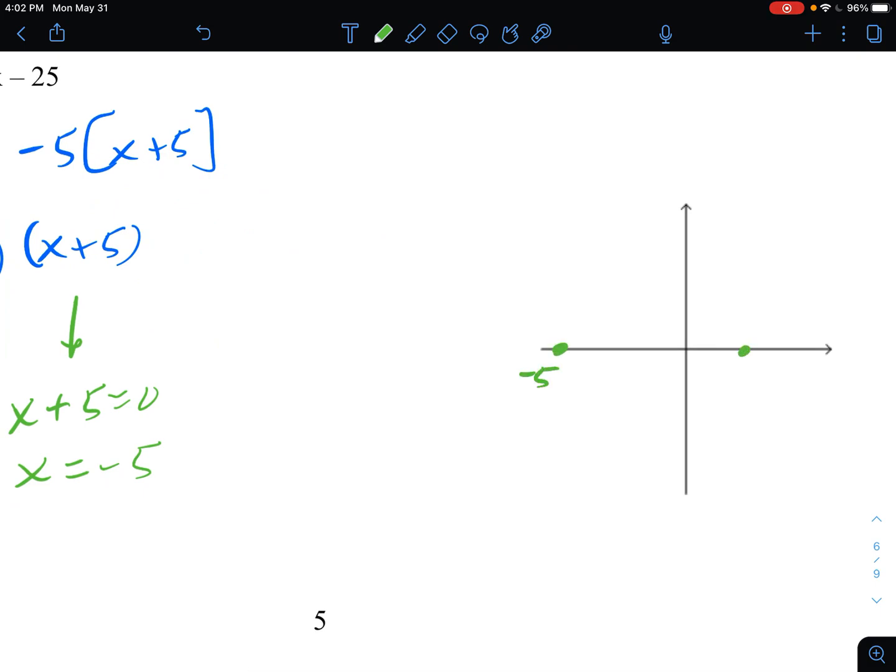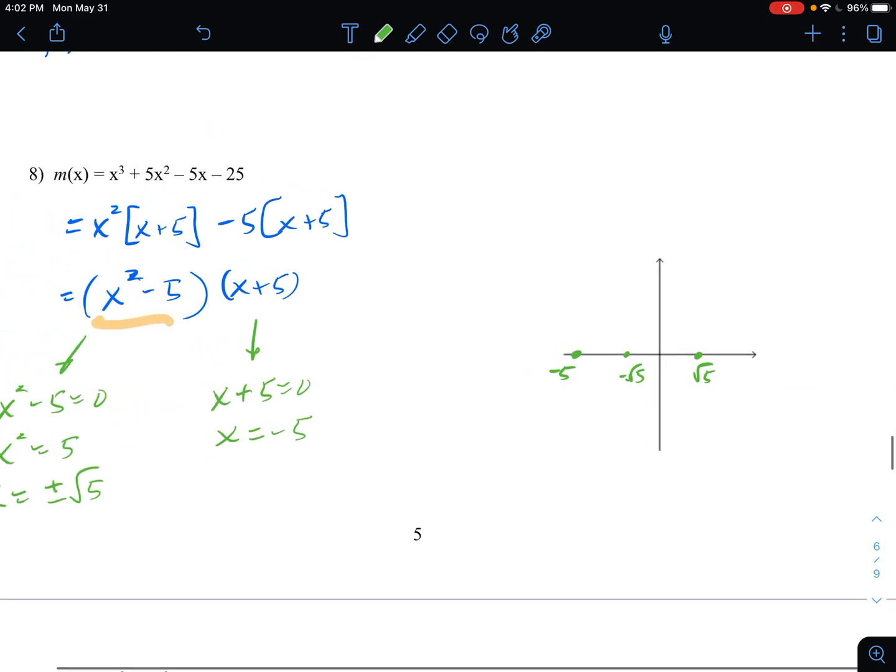So we have an x-intercept at negative 5. We have an x-intercept at the square root of 5, which is about 2.2. Another one at negative square root of 5, about negative 2.2. Our end behavior is like x to the 3rd, so positive here, negative here. And these would all be crossing x-intercepts. So it would look like so.